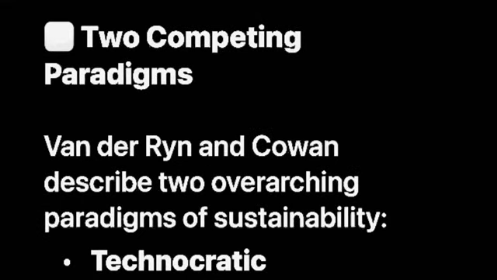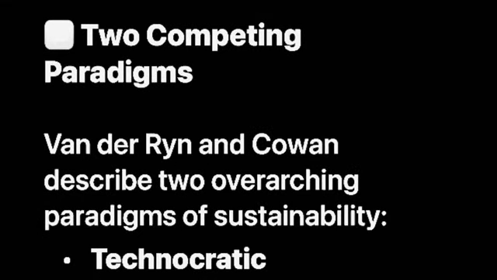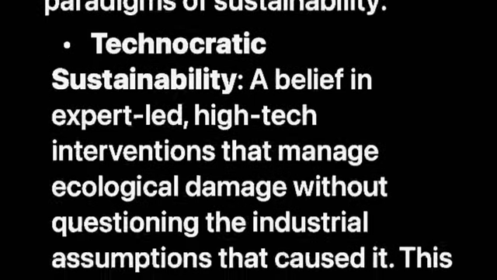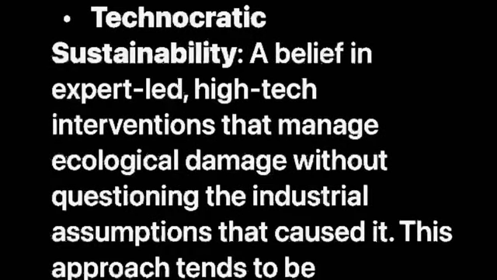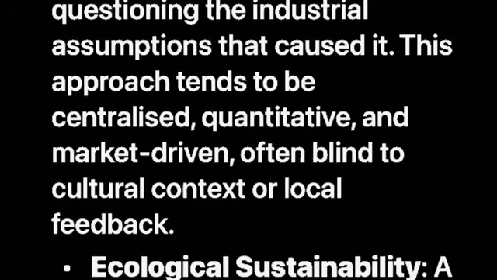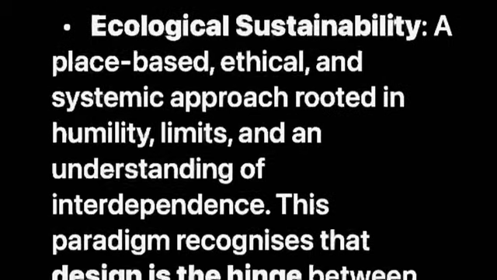Two competing paradigms. Van der Ryn and Cowan describe two overarching paradigms of sustainability. Technocratic sustainability, a belief in expert-led high-tech interventions that manage ecological damage without questioning the industrial assumptions that caused it. This approach tends to be centralized, quantitative, and market-driven, often blind to cultural context or local feedback.